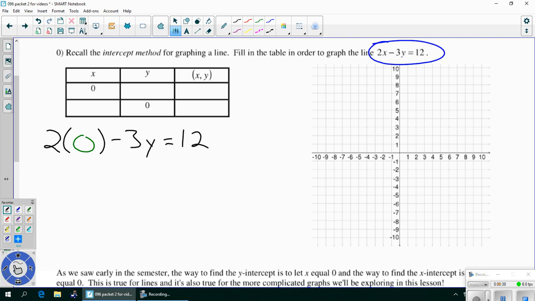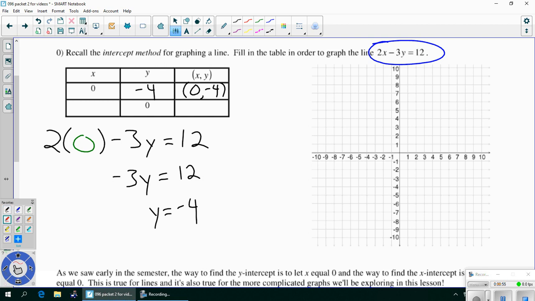2 times 0 is 0. 0 subtract 3y is just negative 3y equal to 12, and then divide by negative 3. And we get y equals negative 4. So that goes right there. And that means we have the point 0, comma, negative 4.